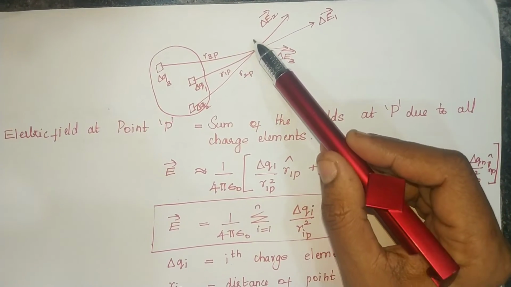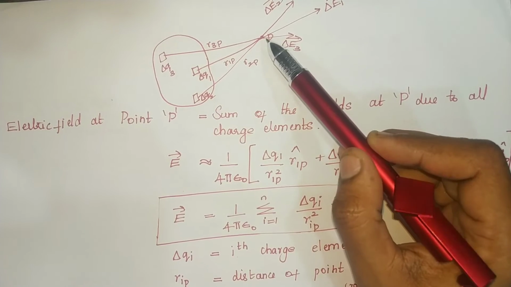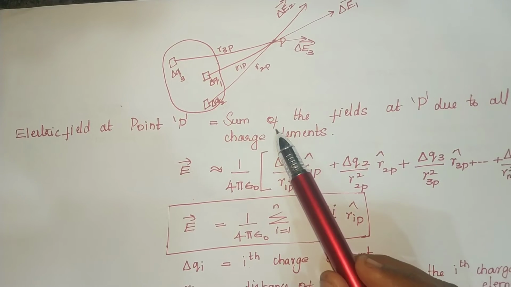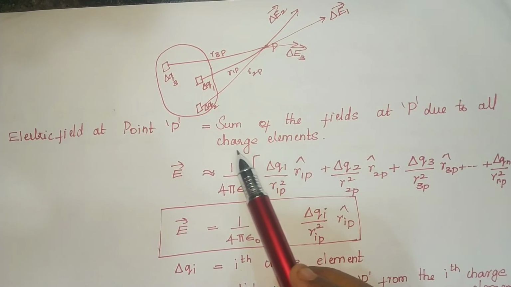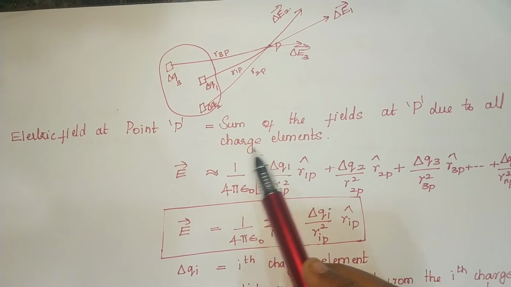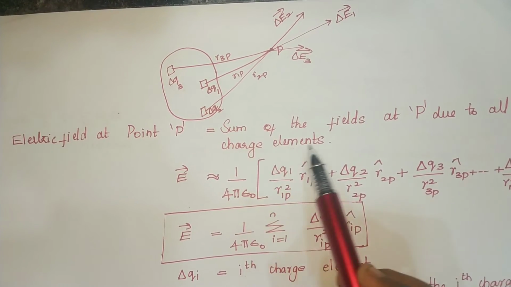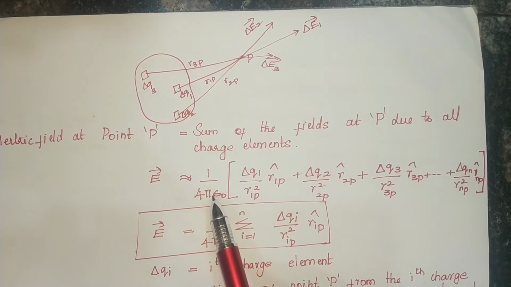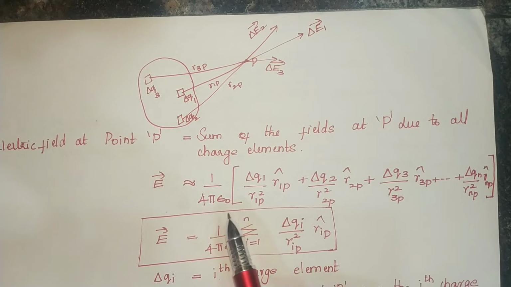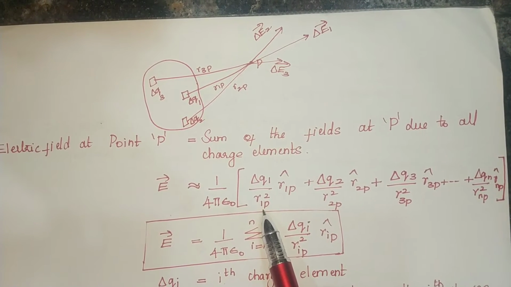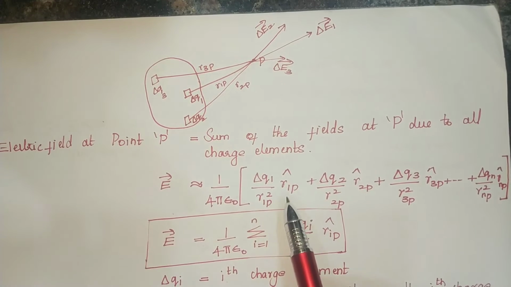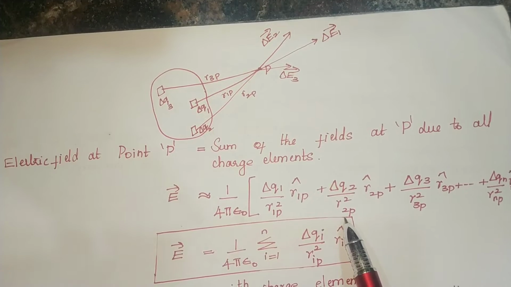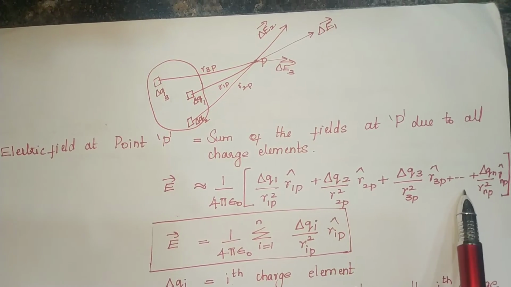Now what will be the electric field at the point P? We know that it is the sum of the fields created, isn't it? But particularly here in continuous charge distribution, we have to say sum of the fields at P is due to all the charge elements. Okay, you have to use this word charge elements. Now we are going to give the expression for E vector. It is equal to 1 by 4 pi epsilon naught, del Q1 by R1p square R1p unit plus del Q2 by R2p square R2p unit plus and so on.